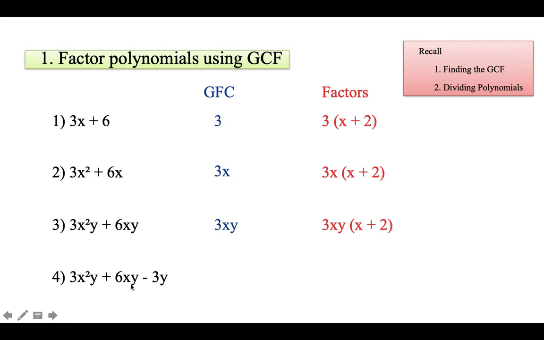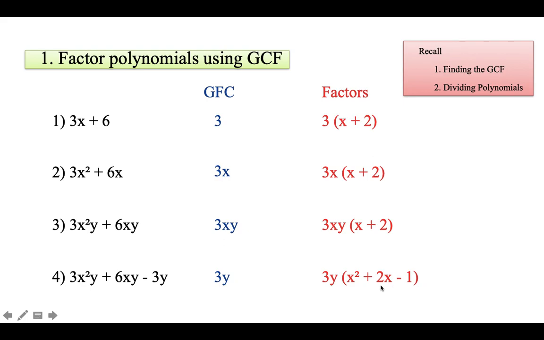In number 4, we have 3 terms here. The GCF of these 3 terms is 3y. Then that 3y will be one of the factors, and divide this 3y to each of them. 3x squared y divided by 3y is x squared. Positive 6xy divided by 3y is positive 2x. Then negative 3y divided by positive 3y is negative 1. Therefore, the factors are 3y and x squared plus 2x minus 1.